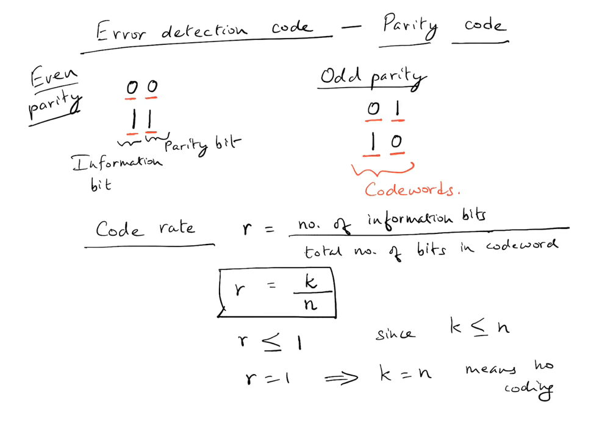Okay, let's look at another example of the parity code. But before I go into that, let us quickly find the code rates for these two codes that we have done here. So what are the code rates here? If you had to do the code rates for these even parity as well as the odd parity codes that we have created here, it's the number of information bits divided by the total number of bits in the code word. So in both these cases, the number of information bits is 1. And the total length of each code word is 2, so the code rate is half, or in other words, the efficiency of coding is 50%.